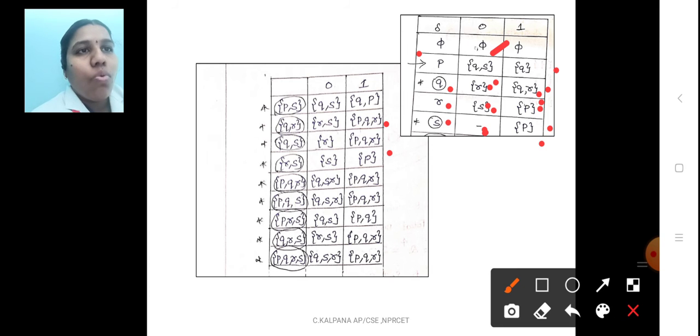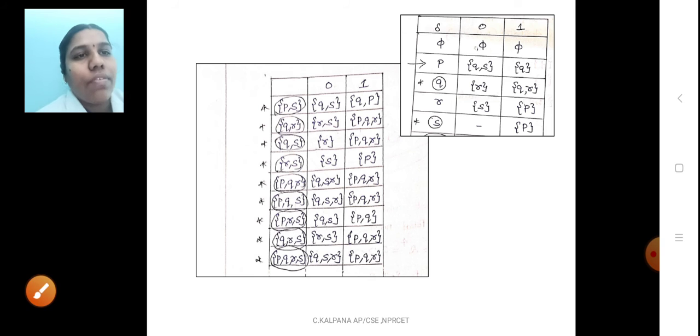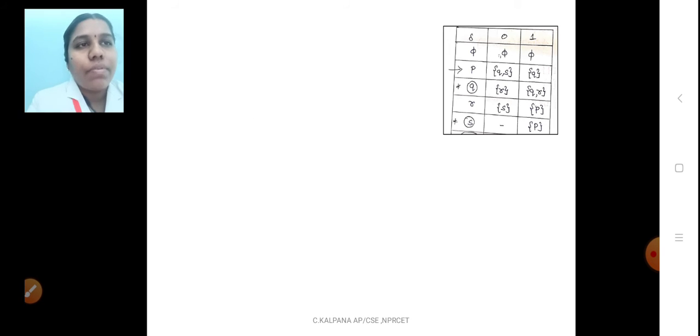Then for PQR, combine everything for the states. QSR, QRP, like that PRS, QS, like that PQ. Like that you have to mark for each and every state. So this is the transition table format.